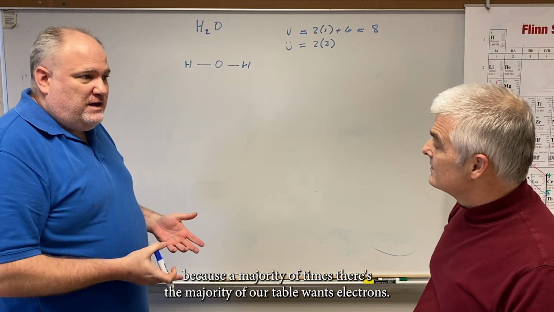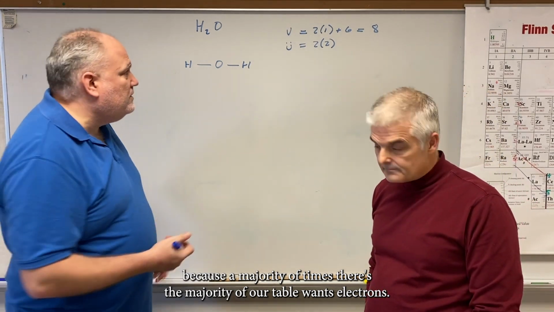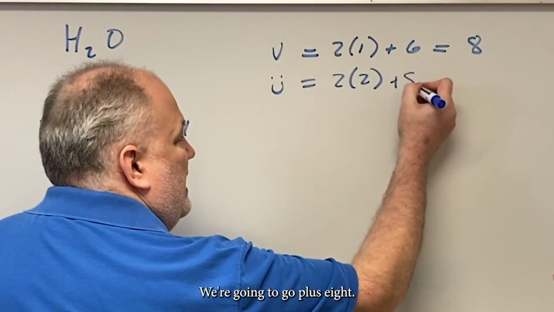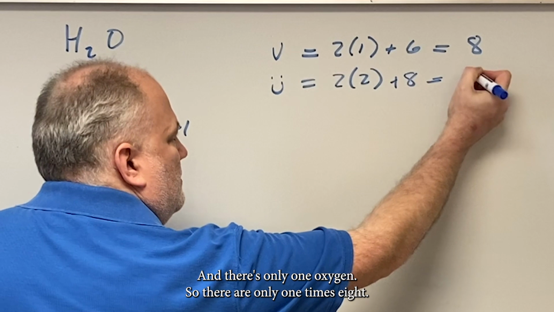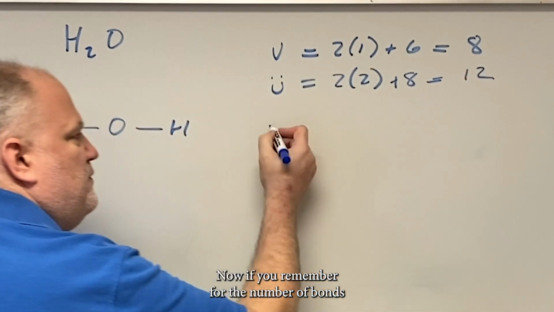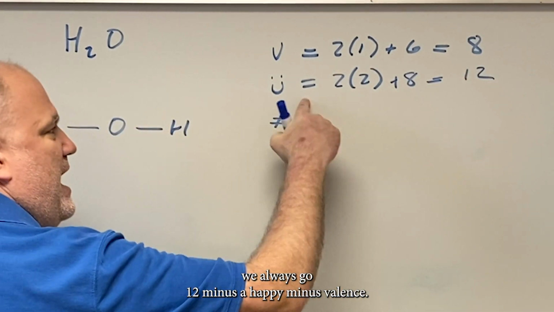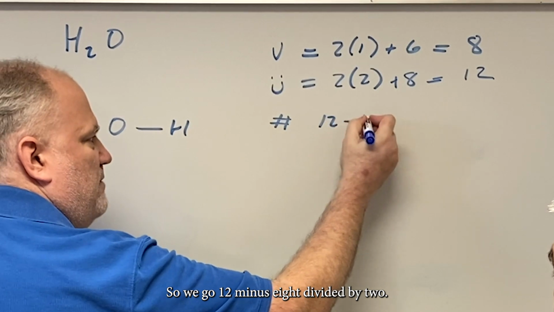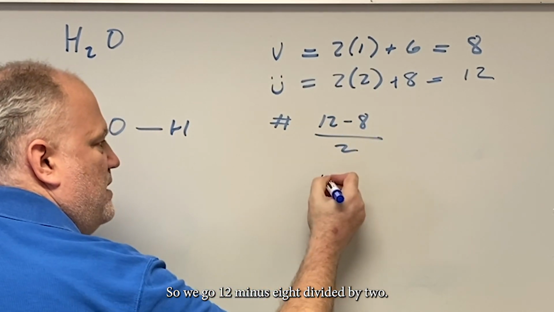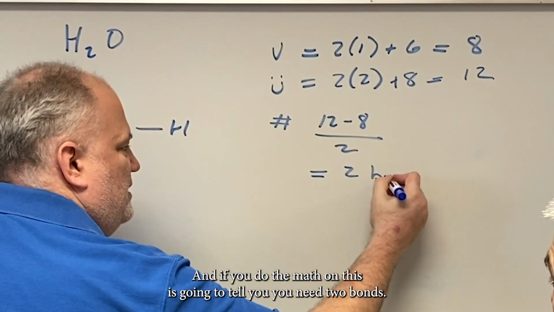Because the majority of the periodic table wants 8 electrons, we're going to go plus 8. And there's only 1 oxygen, so therefore it's only 1 times 8. So we have 8 and 12. Now, if you remember for the number of bonds, we always go 12 minus 8, happy minus valence. So we're going to do 12 minus 8 divided by 2. And if you do the math on this, it's going to tell you you need 2 bonds.